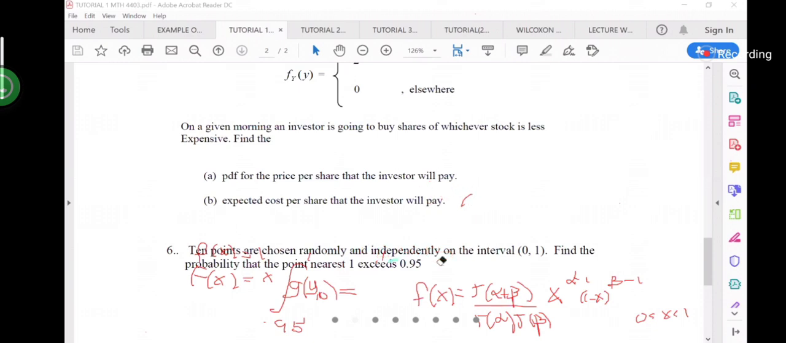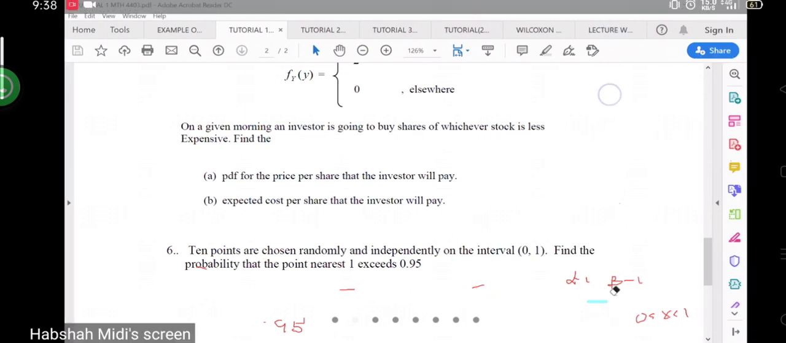The padam dulu. Ni senang kat sini padam kat sini. Tak perlu nak pakai.